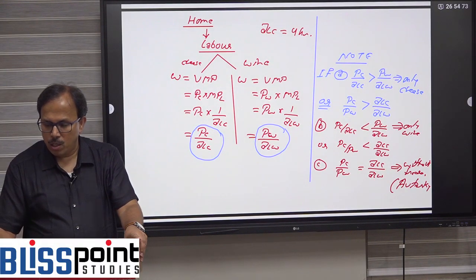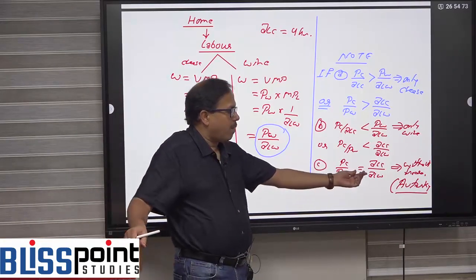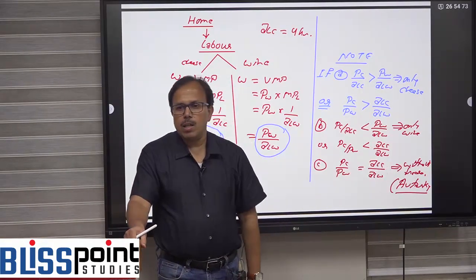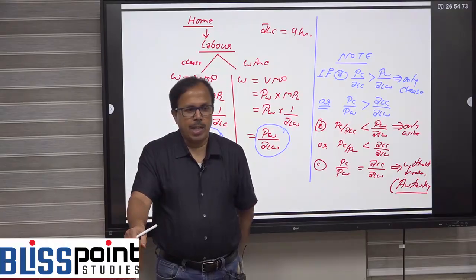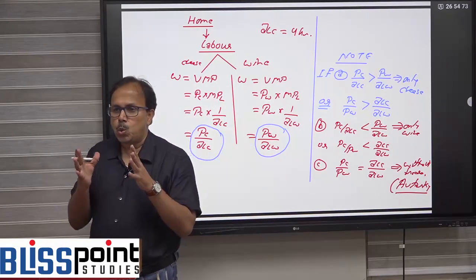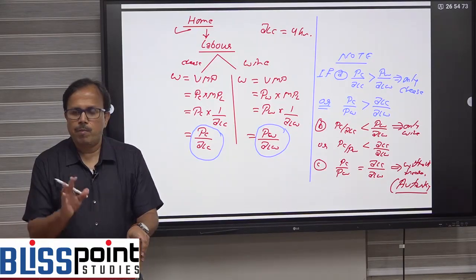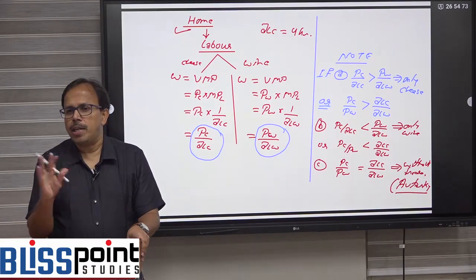Autarky condition means no trade. So what is autarky price? Autarky price is always equal to what? ALC by ALW, that is opportunity cost. So if we are referring to two countries, here we have also written home country. If I am referring to two countries and they are not trading, then what will be the price without trade?